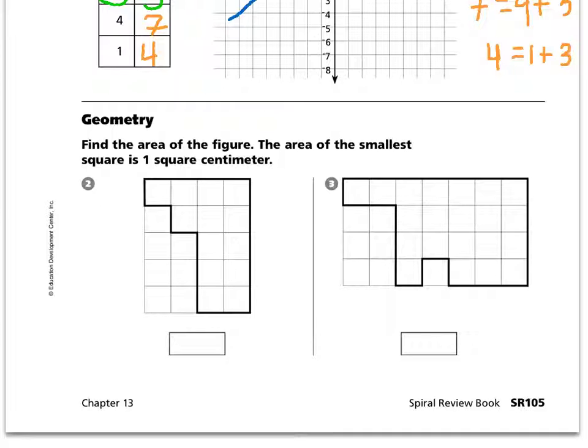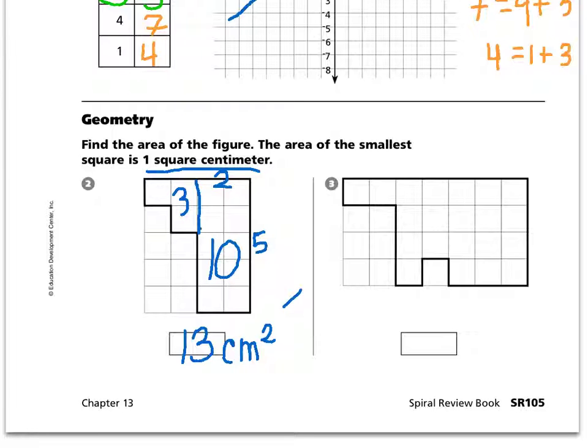Let's look at the geometry part. Find the area of the figure. The area of the smallest square is 1 square centimeter, so keep that in mind. So I know that I'm going to cut this a little bit, and I have a 2 by 5, so I know that's going to be 10. And then I know that there's 3 there, so 10 plus 3 is going to be 13. And I know that's 13 square centimeters. Remember, area, you're going to have squared units, so don't forget the 2.